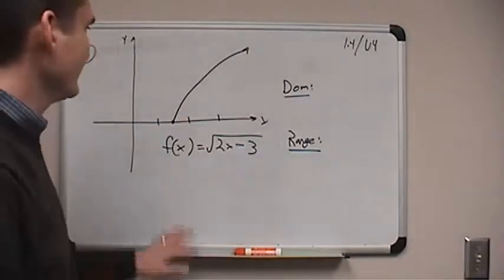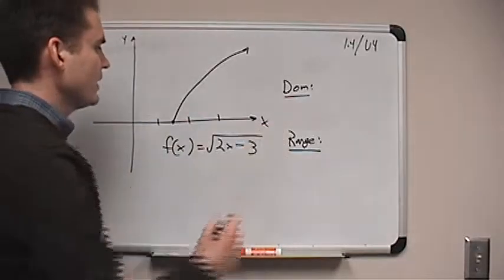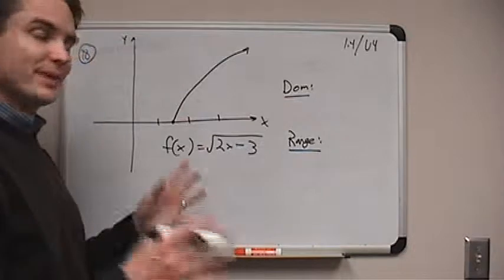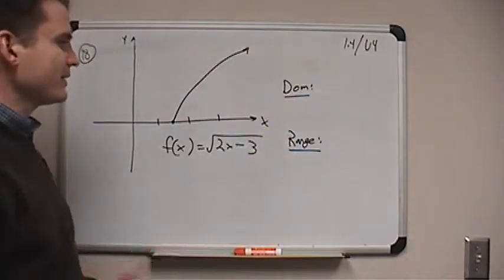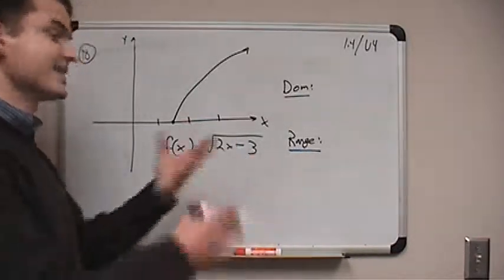Okay, this is number 18 from the homework section in section 1.4. They ask us to find the domain and range of this function, and they give us the graph, which is helpful. So the domain is the set of all x values that are defined in the function. In other words, the numbers we can put in for x to get something out.